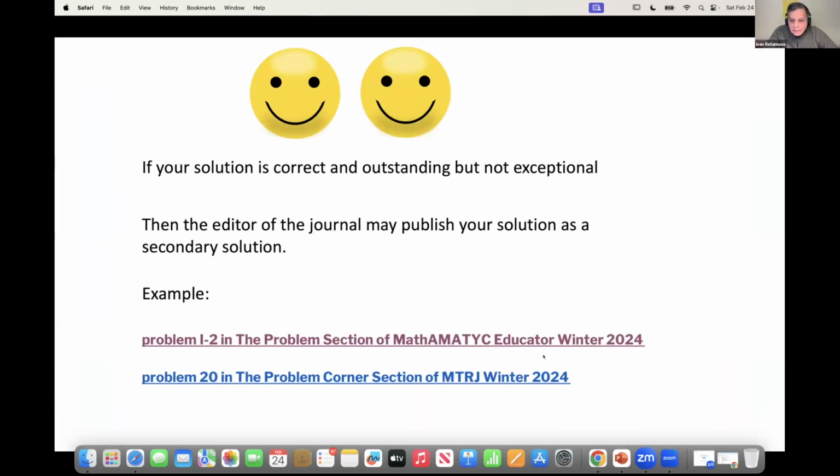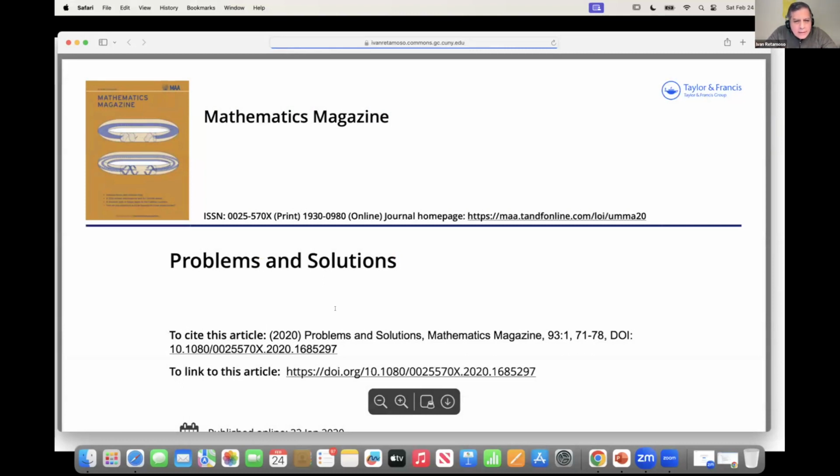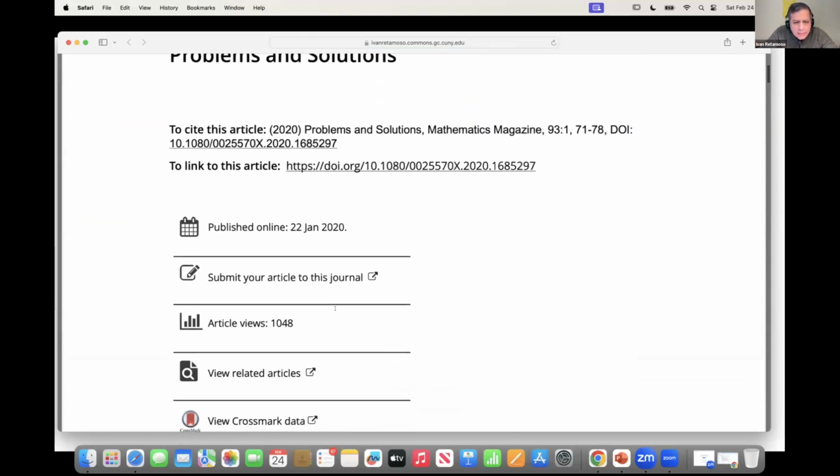Yeah, this is another example that you can check later. The third scenario, sorry. This one. Suppose your solution is correct, but falls short of being outstanding or exceptional. Well, then you will still receive acknowledgement from the journal's editor, and your name will be included in the list of correct problem solvers published in the journal. Example, in this case, this is Mathematics Magazine from the Mathematical Association of America.